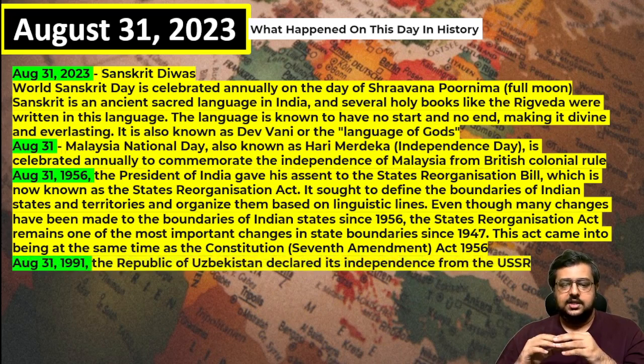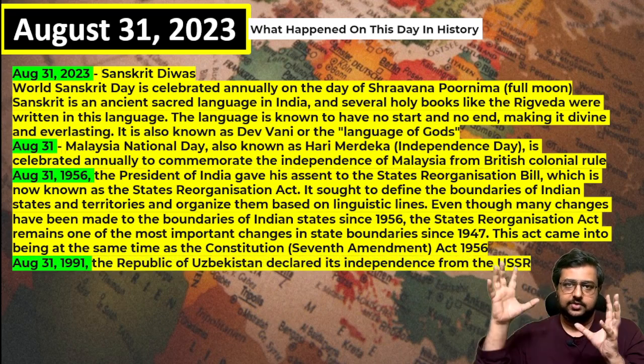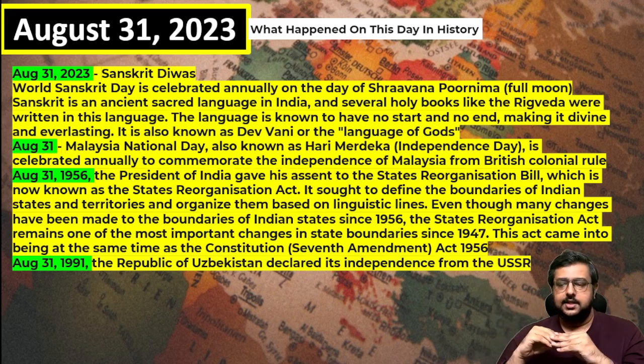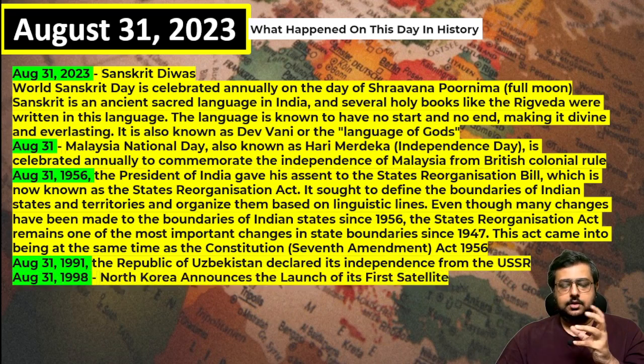And then August 31, 1991, the Republic of Uzbekistan declared independence from the USSR. You know, the Soviet Union was a group of 15, 16, meaning it was one country. It broke into 15, 16 countries in 1991 after that Russian breakup which happened. So that day is important for Uzbekistan.